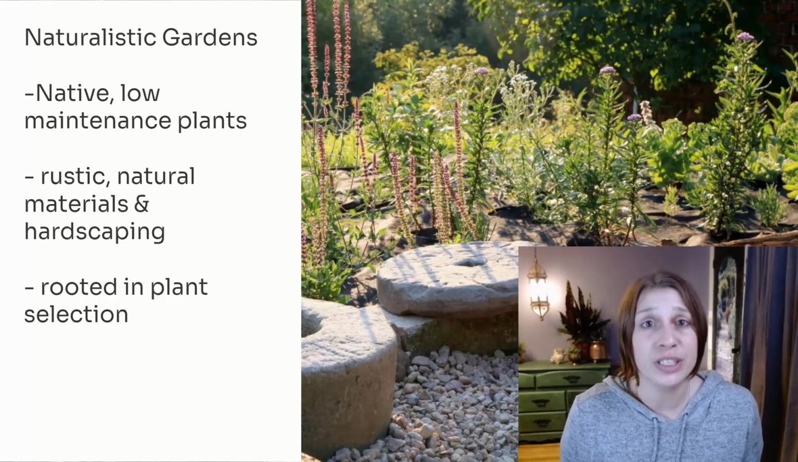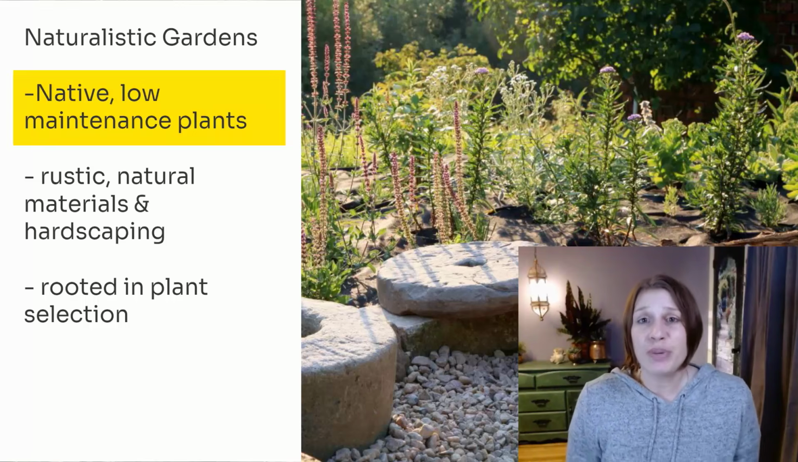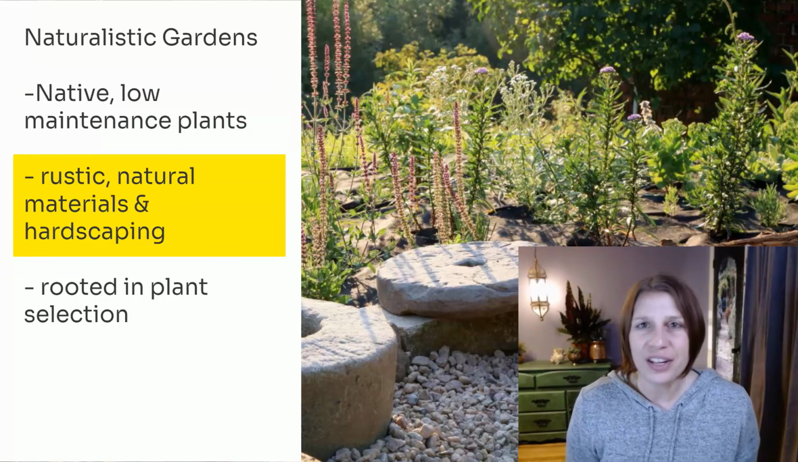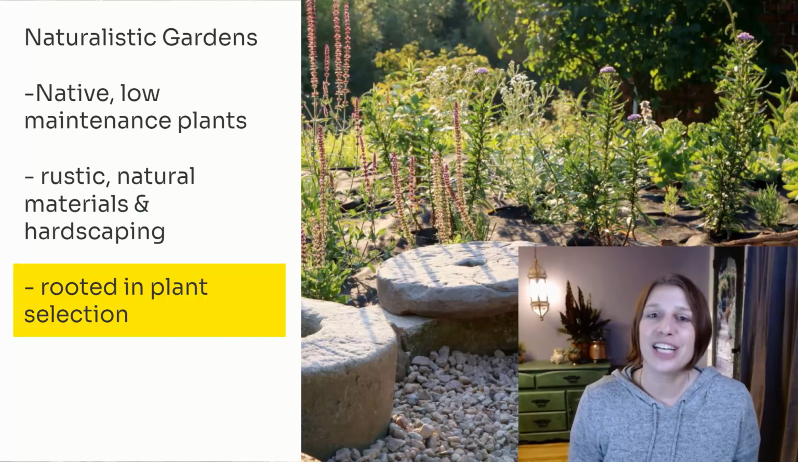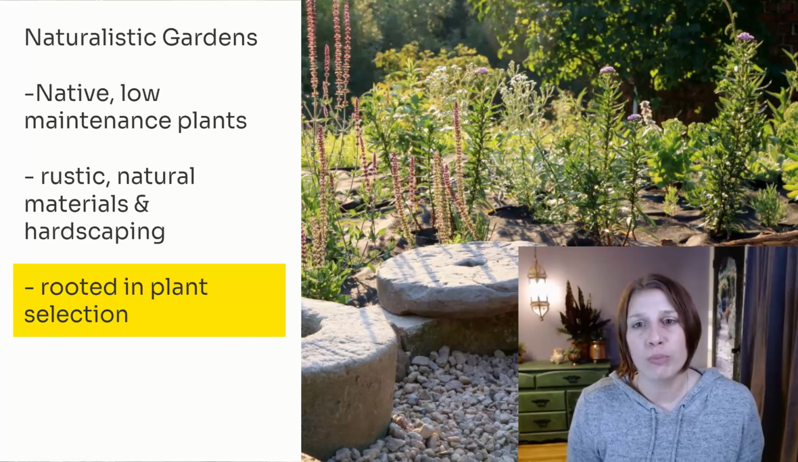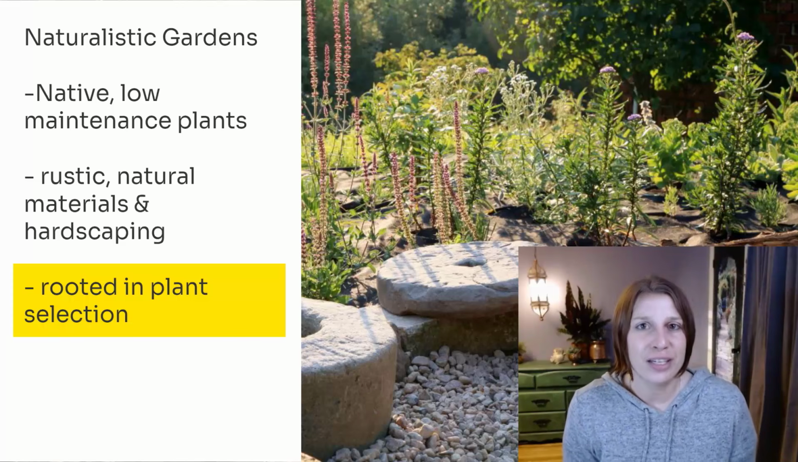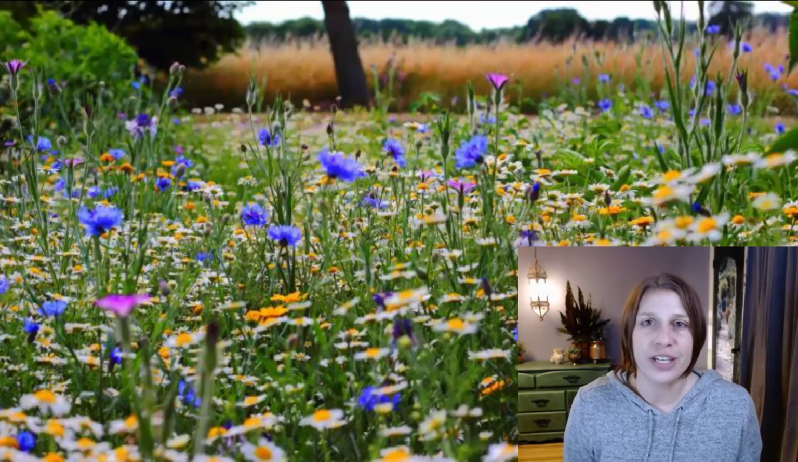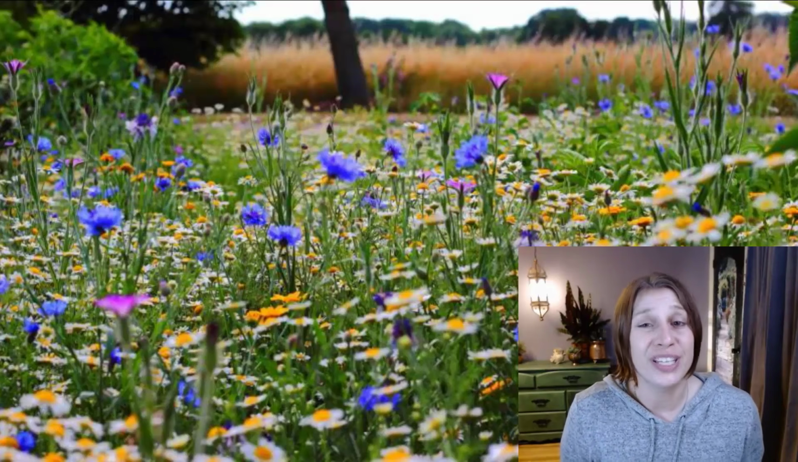So these are some elements of naturalistic gardens. Native plants that are low maintenance, rustic natural materials to suit that wild and free planting style, and a naturalistic garden is rooted in plant selection, taking into account both ecology and design when choosing your plants. Plant choices will really vary depending on where you live in the world. Plants like black-eyed Susans, coneflowers, asters, sneezeweed, and moor grass are some common choices and ones that I've seen in gardens in my area, and I live in the Northeast.